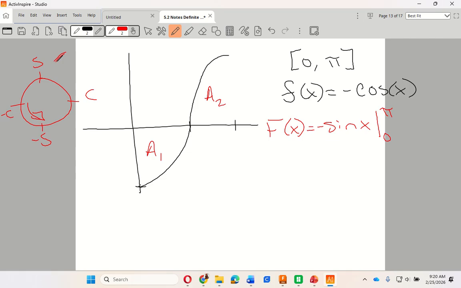Okay, there we go. All right, so let's do the math on this. So for this right here, it would be negative sine at pi minus negative sine at 0. What's sine at pi? 0. Negative 0 is still 0. What's sine at 0?